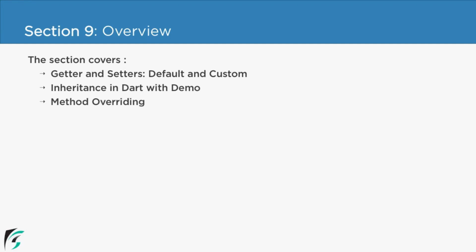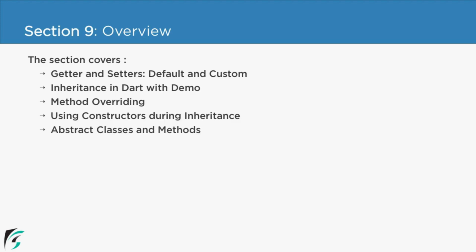Proceeding, we will check out how to override the methods during inheritance in Dart. And then we are going to use constructors during inheritance and explore various aspects of using them. Proceeding, we will check out how to use abstract classes and methods in Dart and what are they. Moving next, we will see how to use interface in Dart along with valid examples.